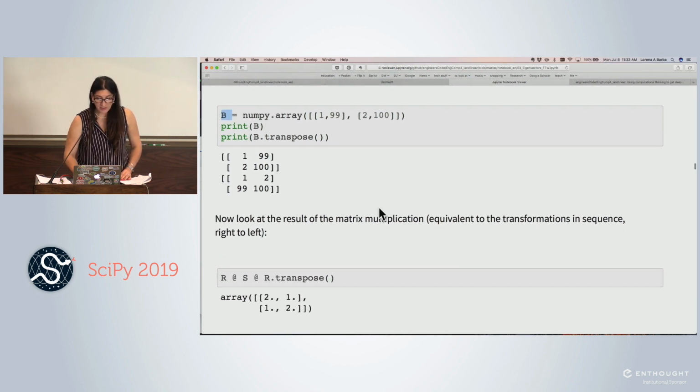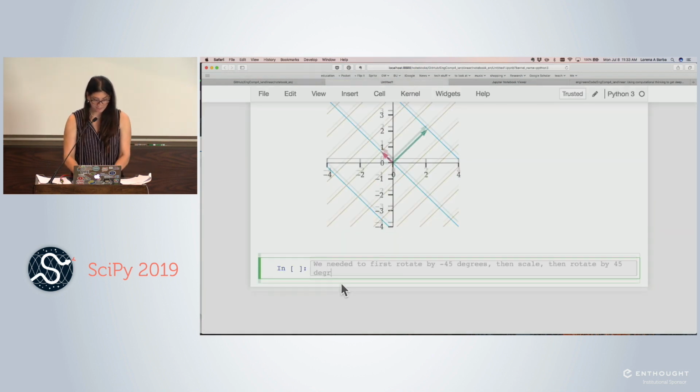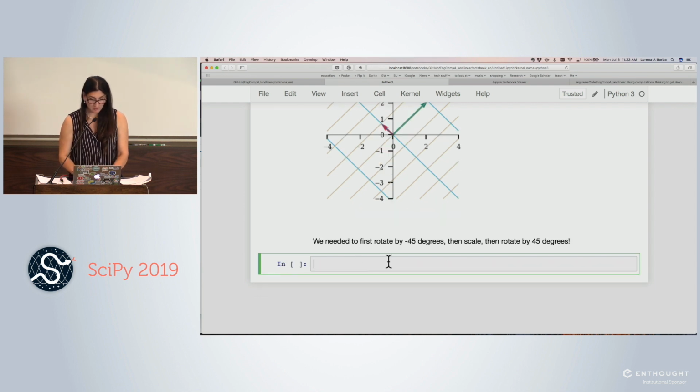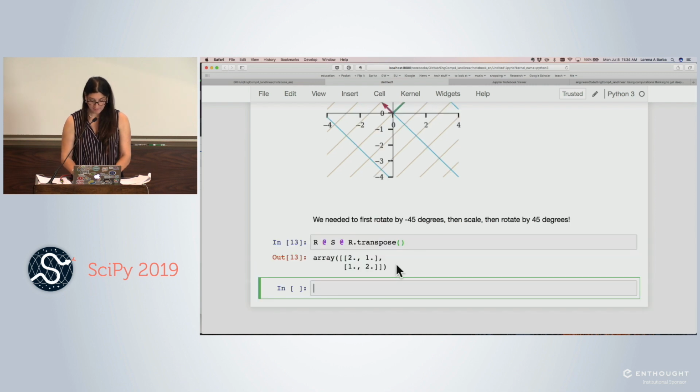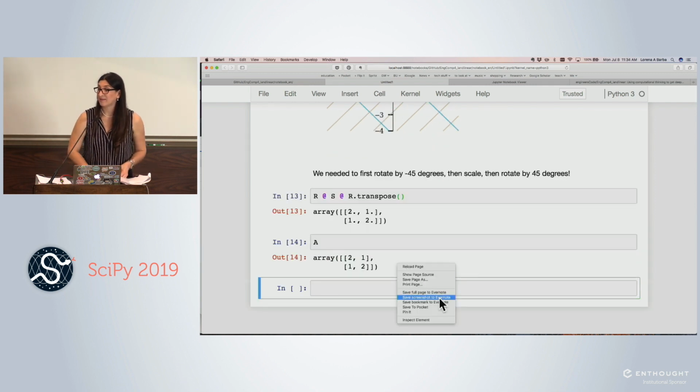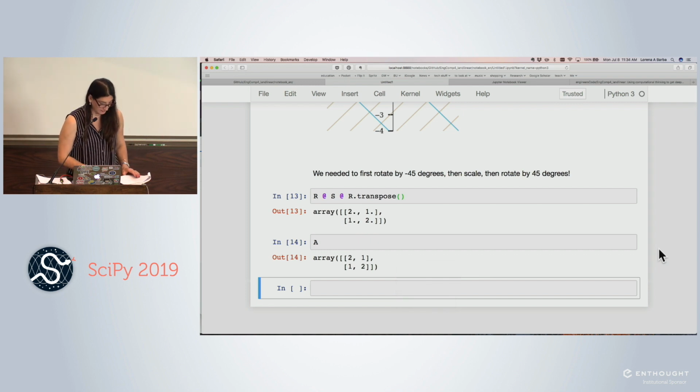So let's now look at the result of multiplying these three matrices. We're going to look at the combination of R, matrix multiplication by the scaling matrix, matrix multiplication by R transpose. Okay, and I need the parentheses. And now, what was A? That is A. That is how we complete the decomposition of A into a scaling and two rotations, one by R transpose and one by R. And this is pretty neat.